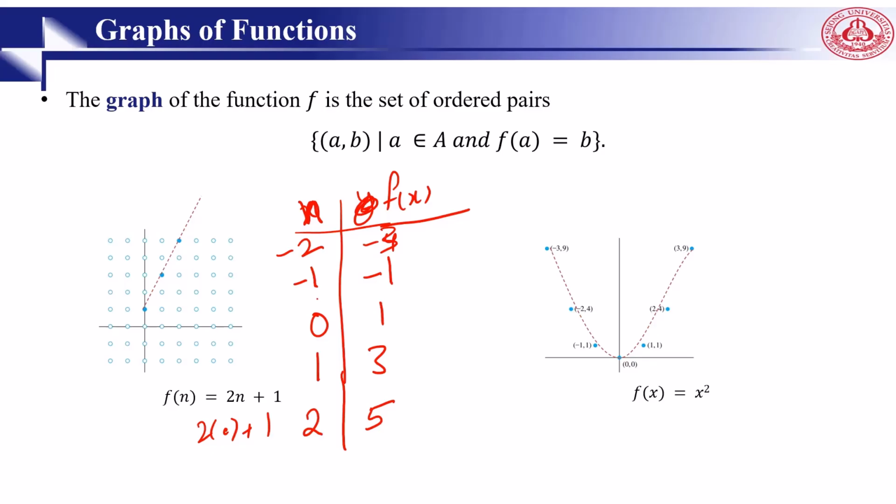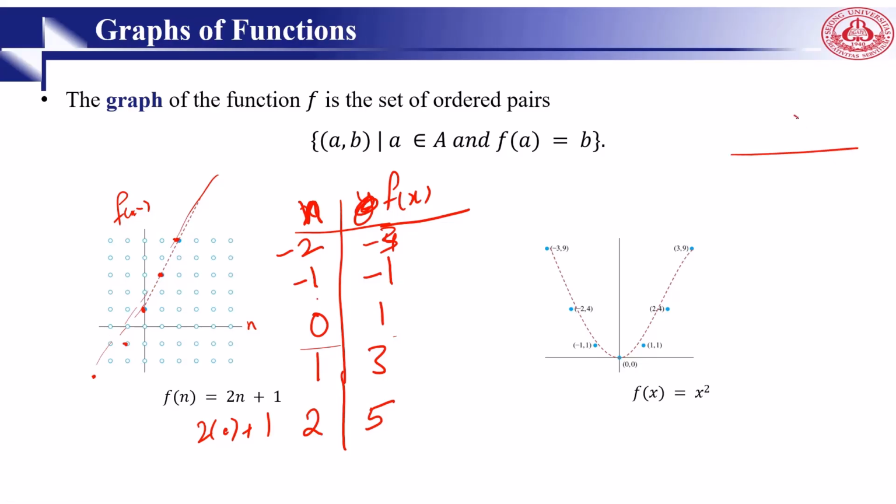So then here we say 0 and 1. This is n, this is f(n). 0 and 1 is here. 1 and 3 is here. 2 and 5 is here. Minus 1 and minus 1 is here. And minus 2 and minus 3 is here. Right? This is above.